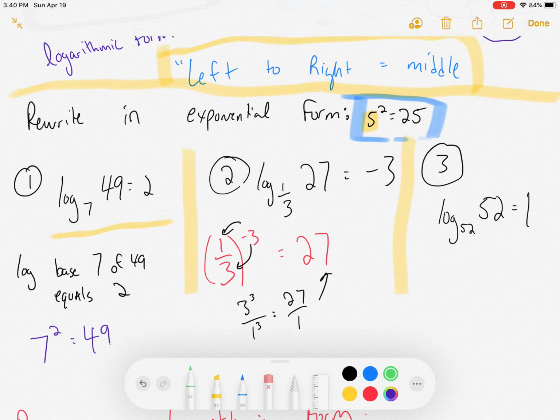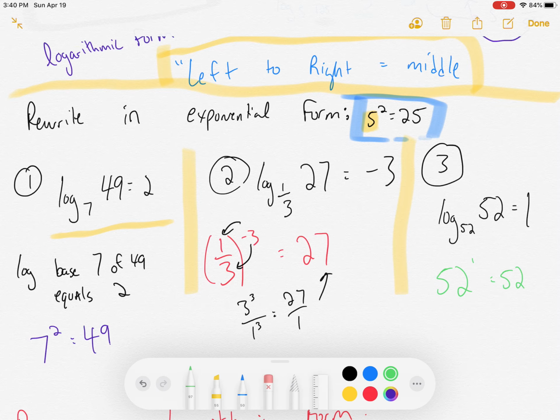Okay, now next up, number 3. Left to the right power equals 1. Log base 52. That means my base is 52 to the first power is 52. And that makes sense because any number to the first power is itself.